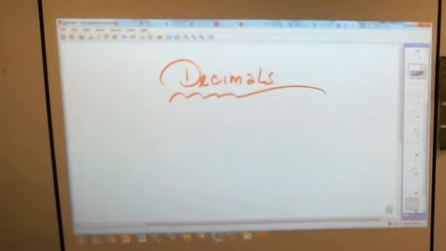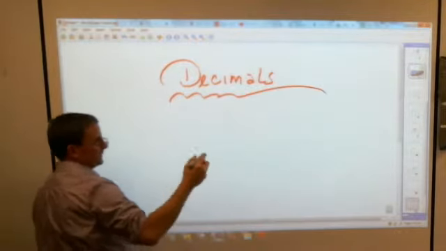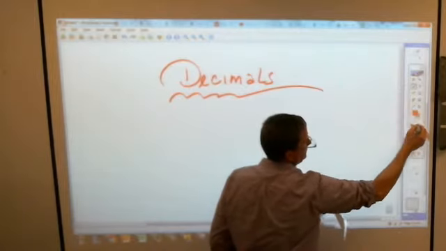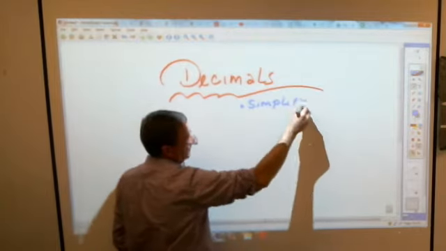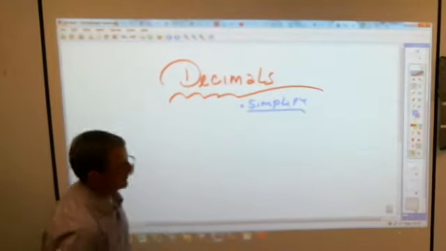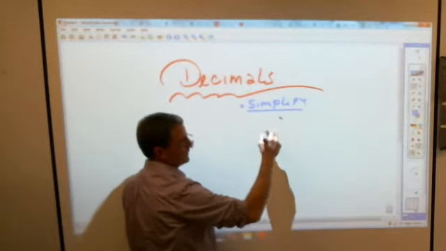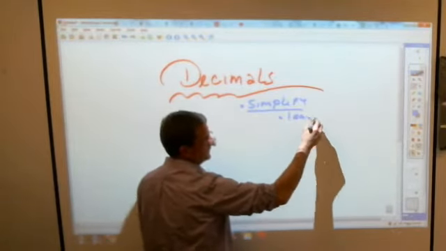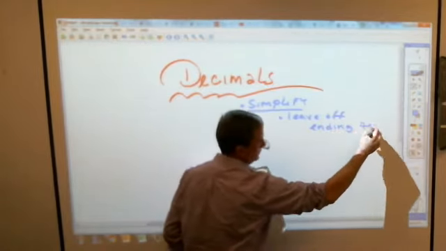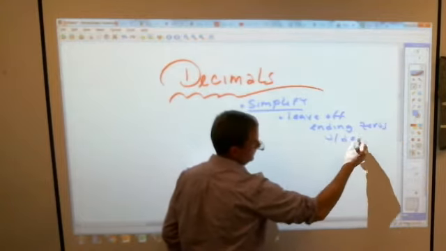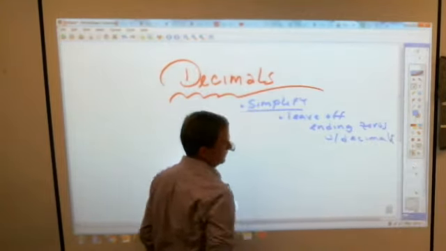The little subheading there is comparing and simplifying them. Let's do simplifying first. Some of it's kind of logical. Let's talk about simplifying them first. And when they say simplifying, unless you're talking about money, pretty much we always leave off ending zeros with decimals, just because it's a lot easier to understand.